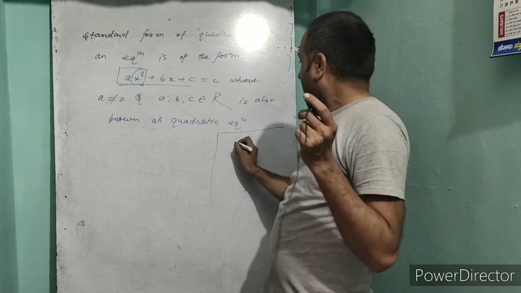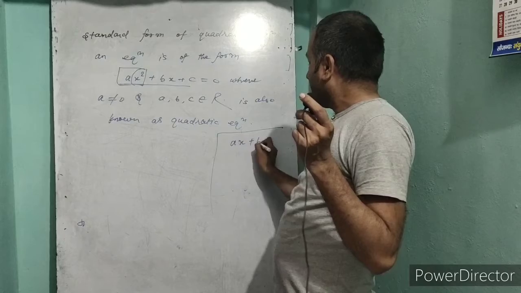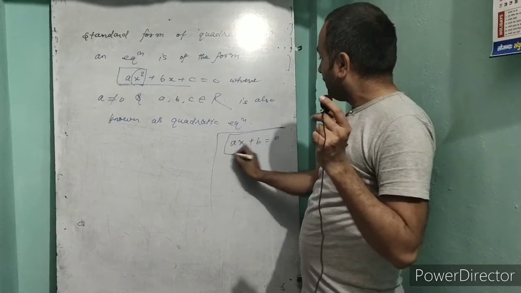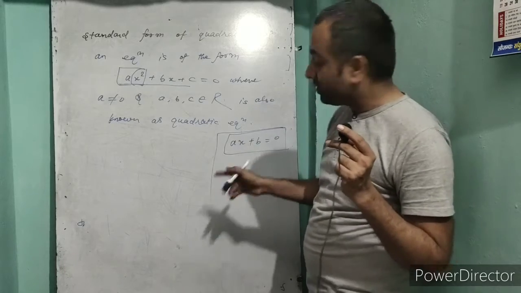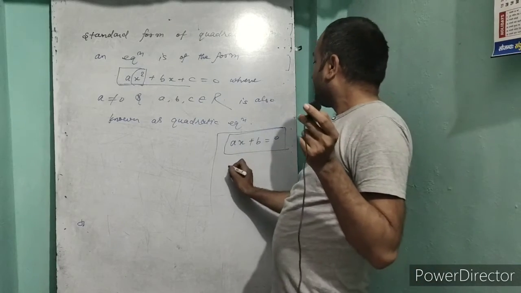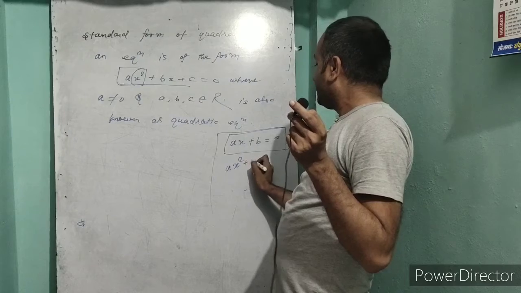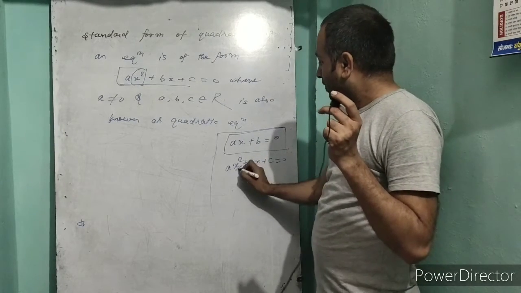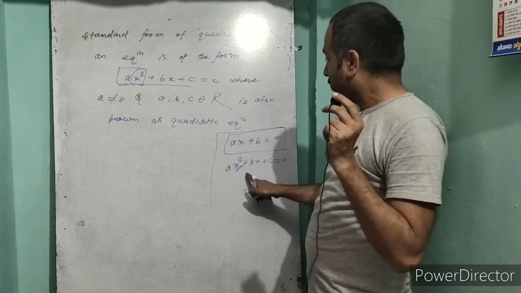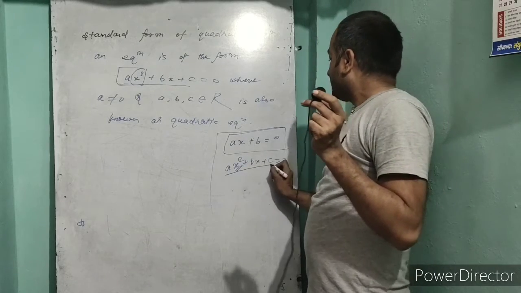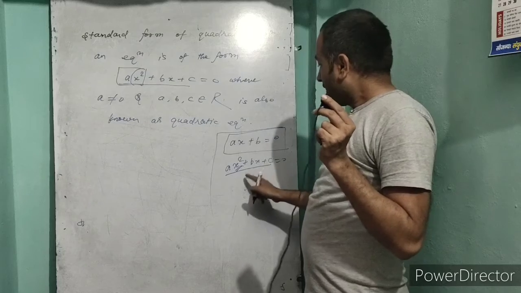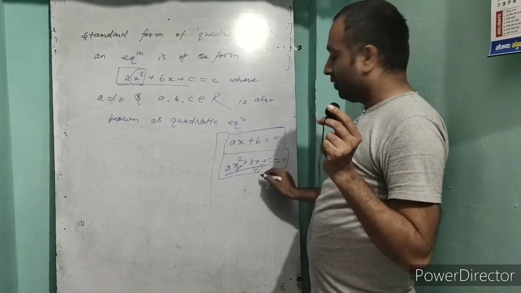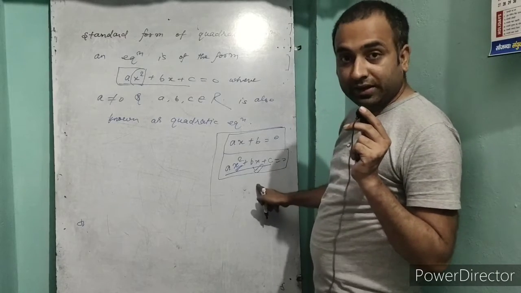Suppose here it is ax plus b equals 0. This is a linear polynomial, but it is a linear equation if I am asking about the equation. And if I write ax square plus bx plus c equals 0, the highest power of the variable is 2, so the degree of the variable is 2. So this LHS part is called a quadratic polynomial. But if you are asking about the whole equation, this is called a quadratic equation.